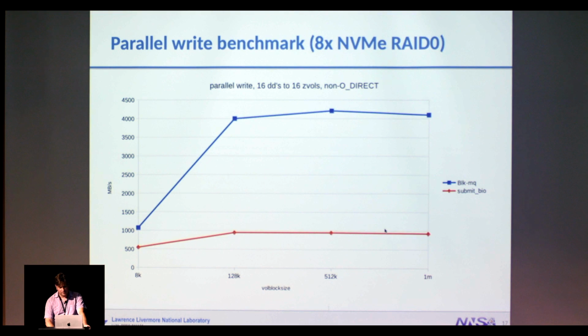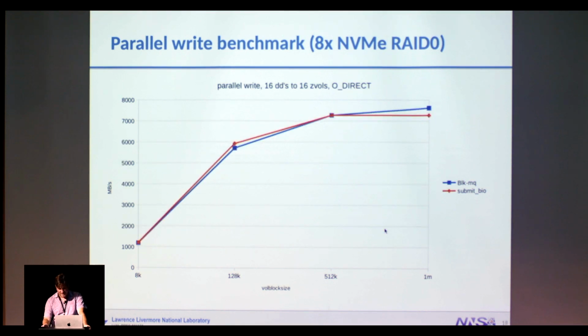OK, this is a parallel write benchmark. This is spawning off 16 dds in parallel writing to 16 ZVOLs. And this is kind of the best case scenario for blk-mq. You go from anywhere from a 2x speedup to a 4x speedup, depending on your block size. But then if you run that same benchmark with O_DIRECT, they're basically the same.